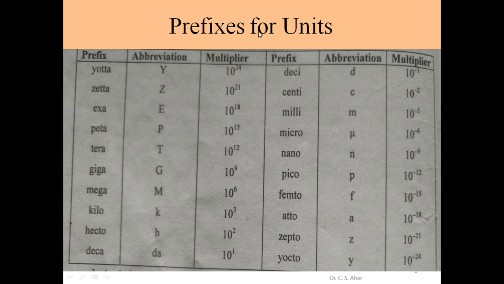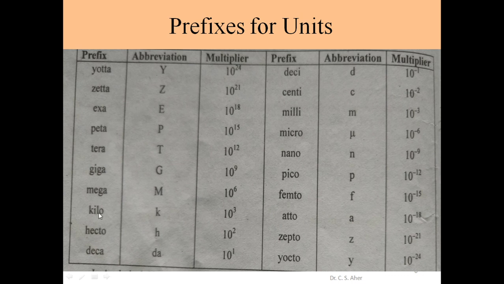Now consider some prefixes used in units. These are the prefixes, their abbreviations and multipliers. When we consider yotta, the abbreviation is capital Y. The multiplier is 10 raised to plus 24.